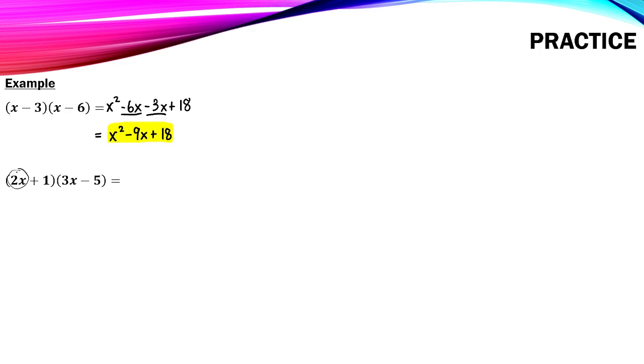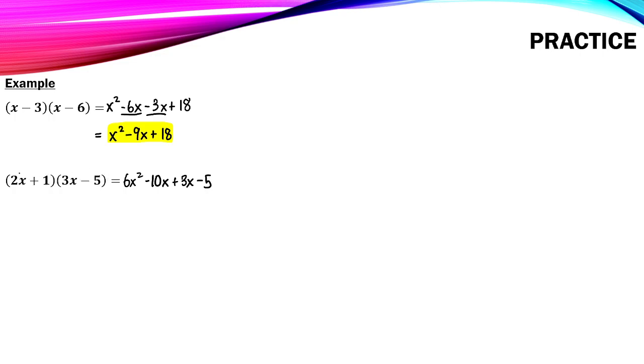I'm going to take the first, the 2x times the 3x. That gives me 6x squared. Then I'm going to do 2x times the negative 5. Those are the outers. That's going to give me negative 10x. After that, we're going to multiply the insides, the inners, which is positive 1 times 3x, which gives me positive 3x. And then we're going to multiply the last ones, which are 1 and negative 5. That gives me negative 5, right? So that's the FOIL method.